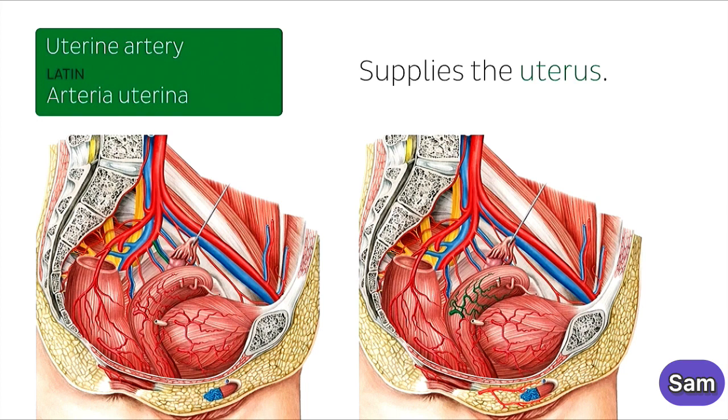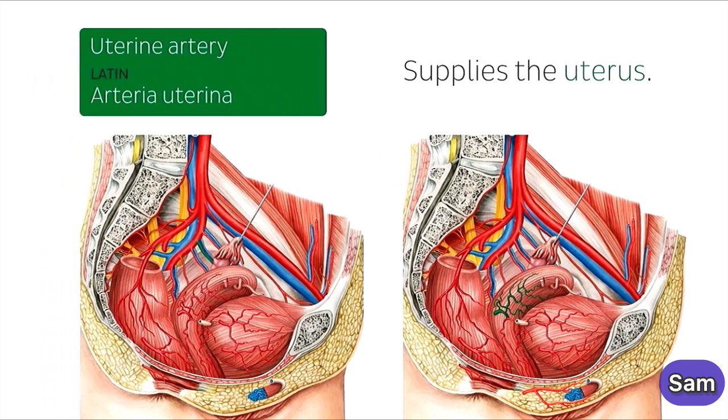In pregnancy, the uterine artery and its branches become substantially bigger to provide an increased blood supply to the uterus and developing fetus. In the male pelvis, the uterine artery corresponds to the artery of the vas deferens.